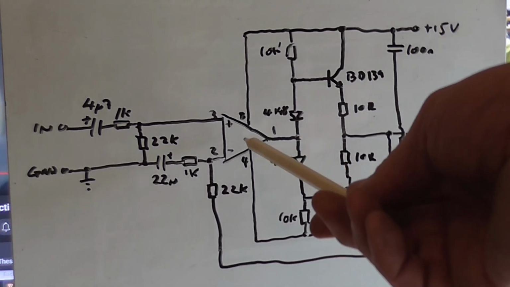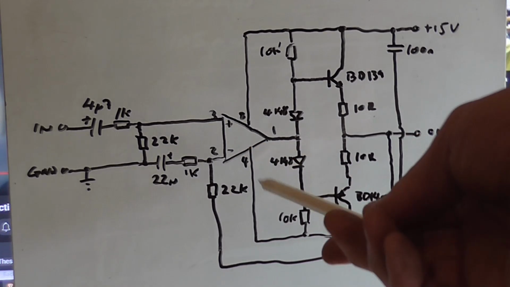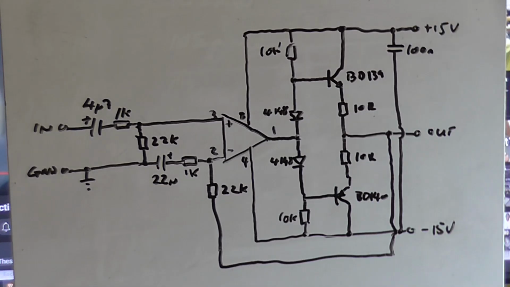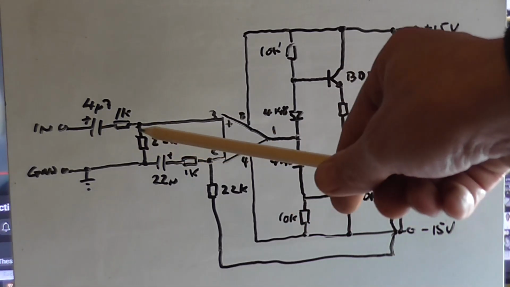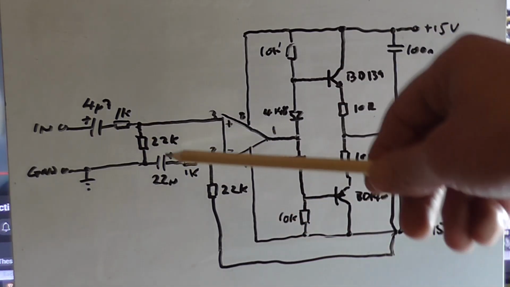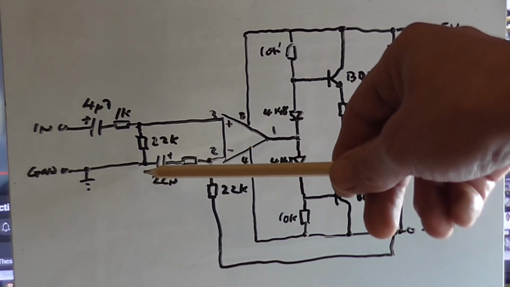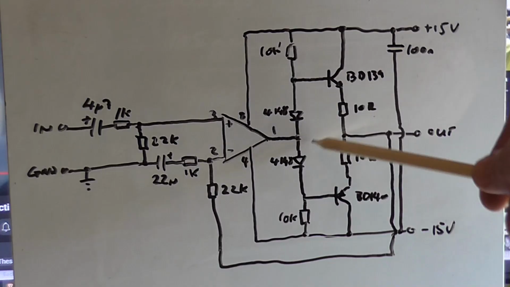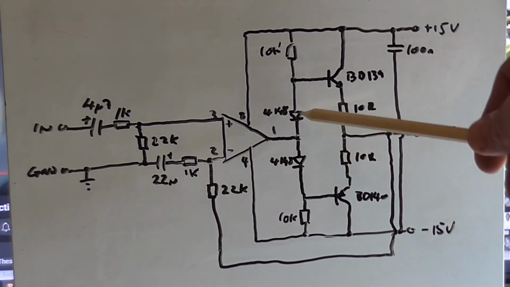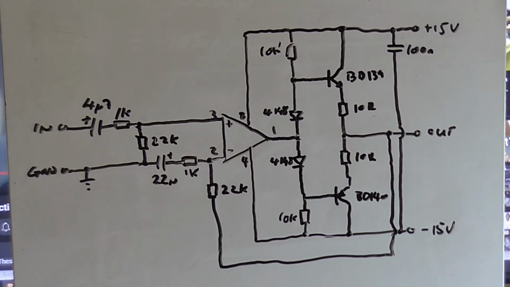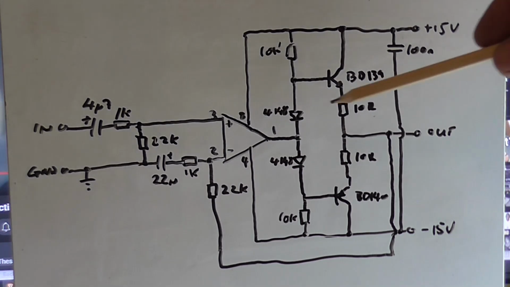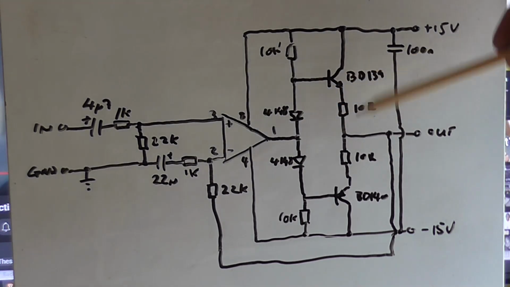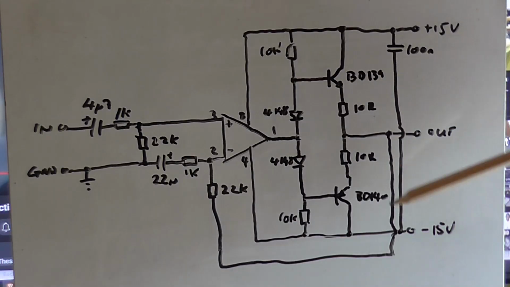We have an NE5532 here as the op amp. You could use any op amp, really. We've got the input coming in through here with a 1K stopper resistor and a 22K ground reference resistor into pin 3. Pin 1 drives these two diodes, both 1N4148s. Sorry if my writing's a little bit small and messy. Which in turn drives these output pair transistors, BD139 and 140 respectively.